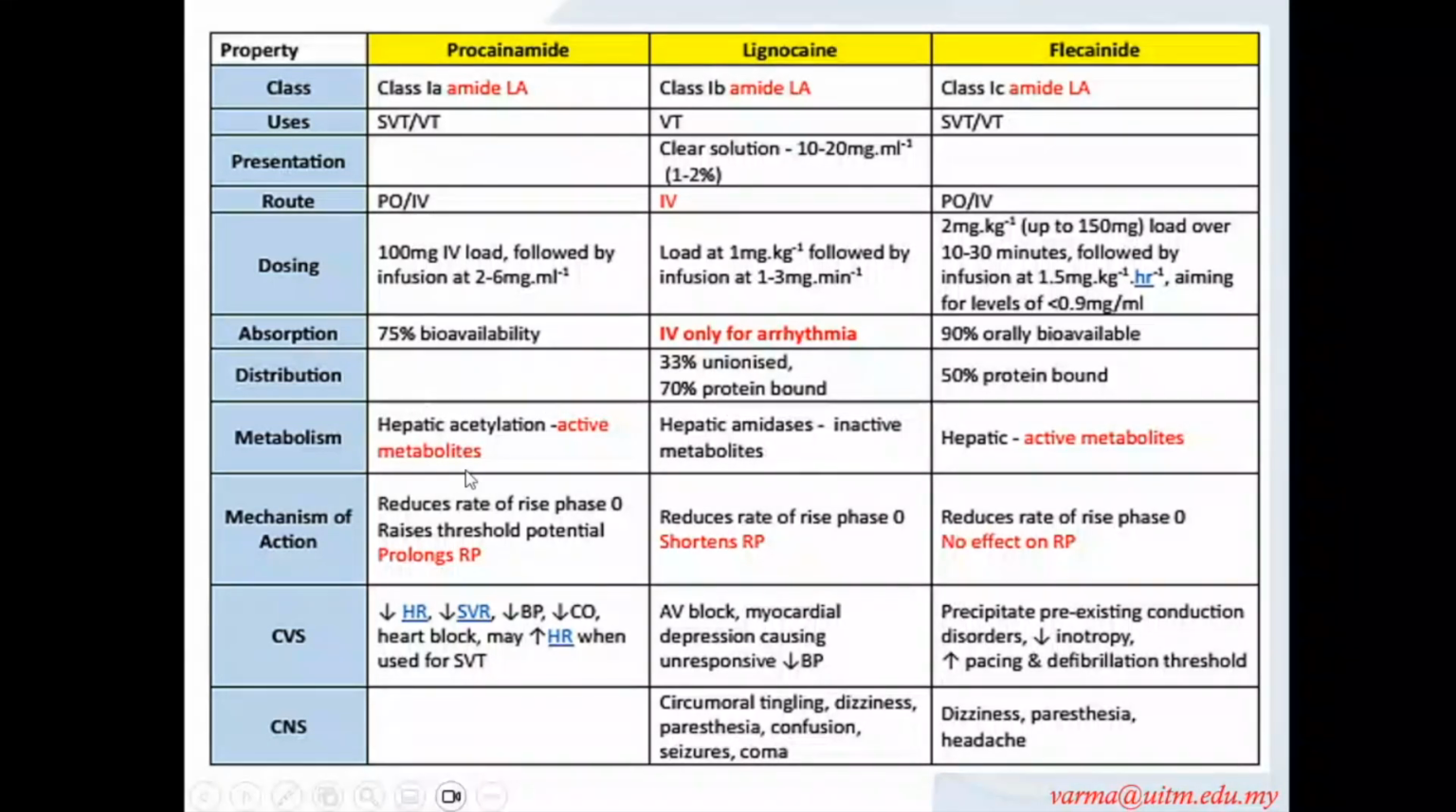Okay. Then mechanism of action, all of them reduce the rate of rise of phase 0, but the difference is the prolongation of the refractory period, and the reduction in the rate of rise will be highest in 1C, followed by 1A, followed by 1B. But 1A prolongs the refractory period, 1B shortens the refractory period, 1C has no effect. Then the cardiovascular effect, let's leave it here. I will share this with you all.